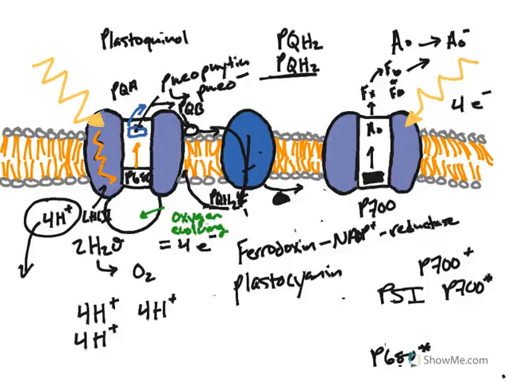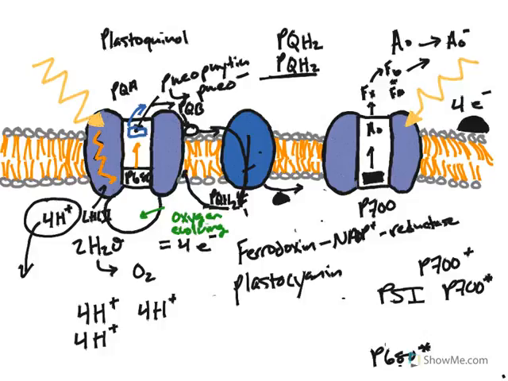So just to recap, our electrons go from A0 negative to Fx. They travel through Fb and Fa. Then they are transferred to ferredoxin, which will then transfer our electrons to the ferredoxin NADP plus reductase enzyme. This enzyme is located on the outside of our thylakoid membrane. So this enzyme is located on the stromal side, or the stroma side of our thylakoid membrane.